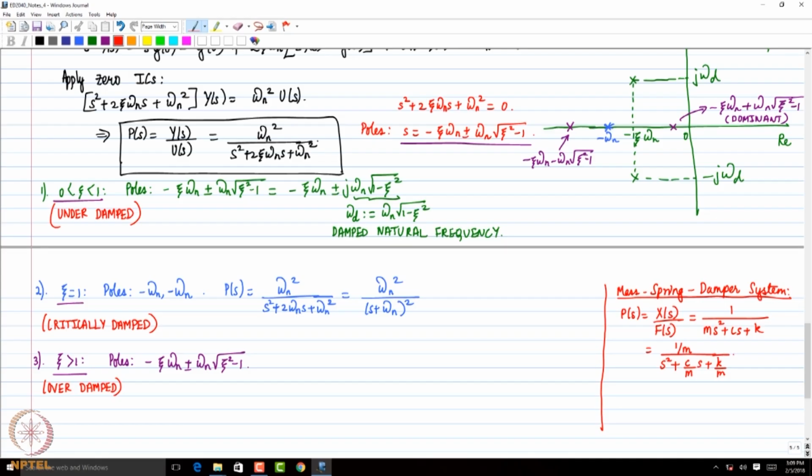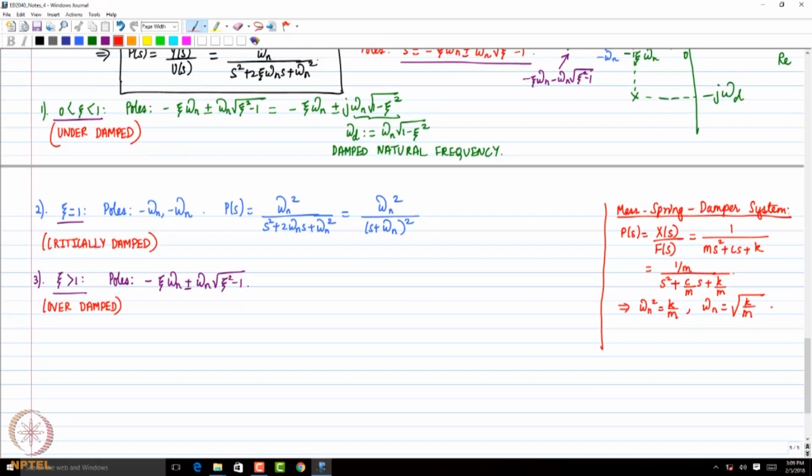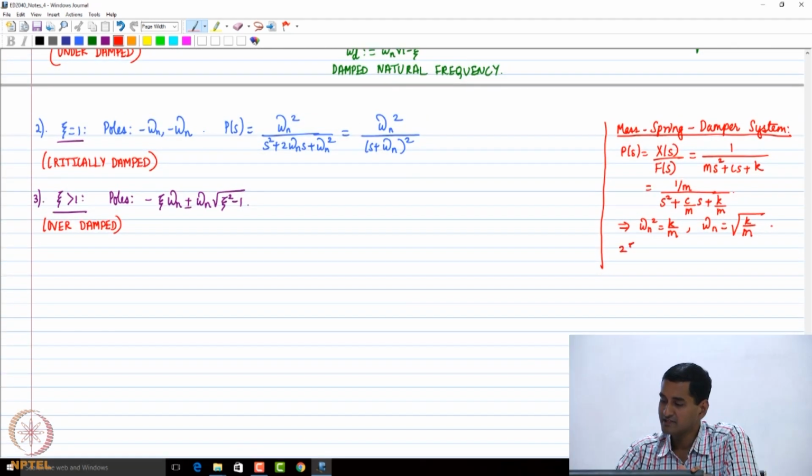If you compare, this implies that omega n squared is going to be equal to k by m. That means that omega n is equal to square root of k by m. This is a well-known formula for this one degree of freedom mass spring damper system, the natural frequency for that system. And 2 zeta omega n is going to be equal to c by m. So this implies that zeta, the damping ratio, is going to be c divided by 2m omega n. This implies that zeta is equal to c divided by 2 square root of mk.